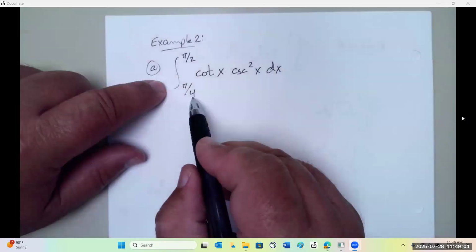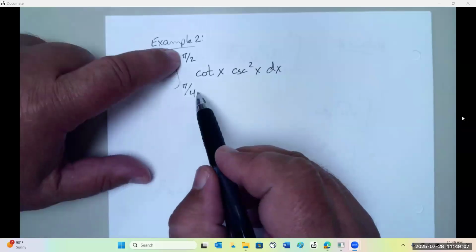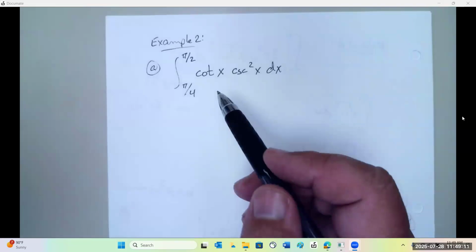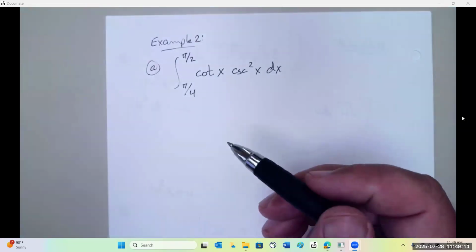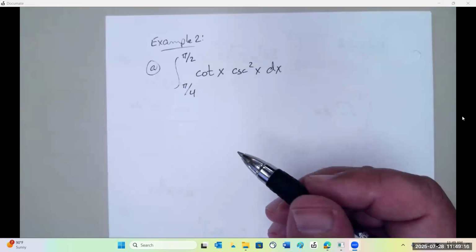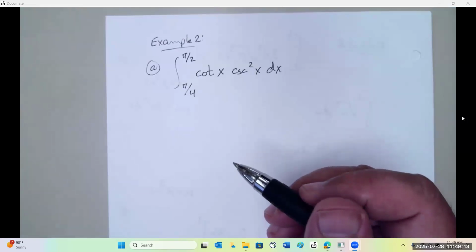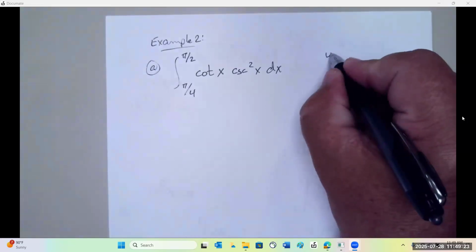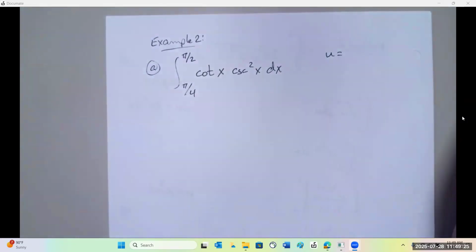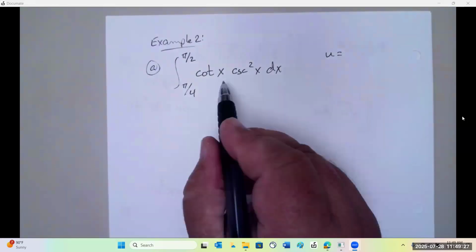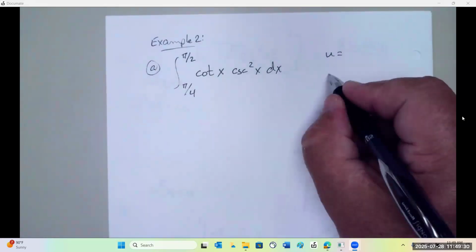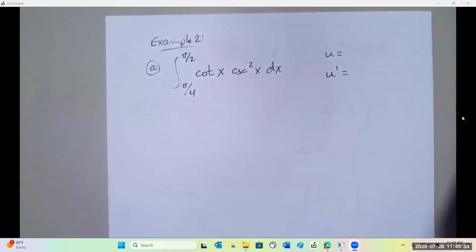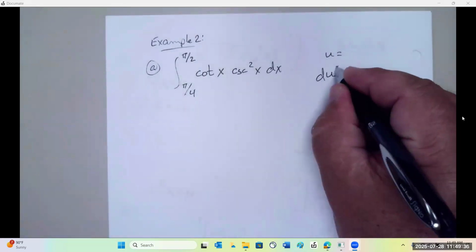Because if we keep it this way, then we have to keep it in radian measures. But if we switch it to substitution and change the bounds, then we change it to integers, to numbers, which makes it easier in the long run. So the first thing we have to do is figure out what is u. Out of these two functions, which one is u, and which one is du?